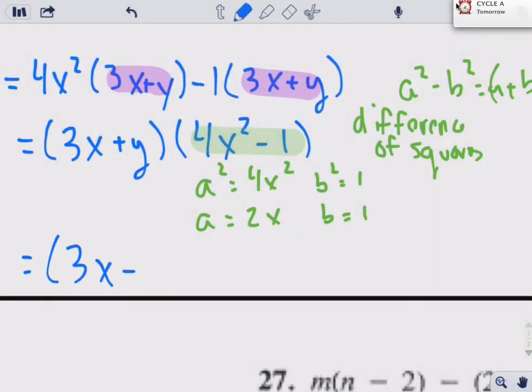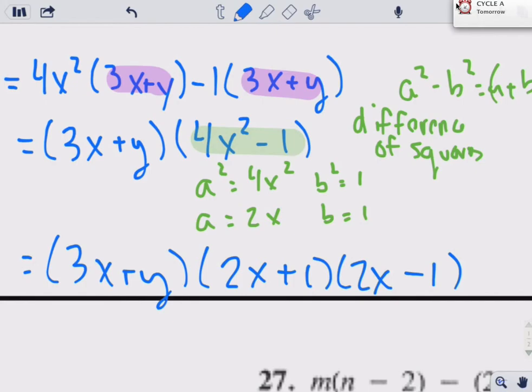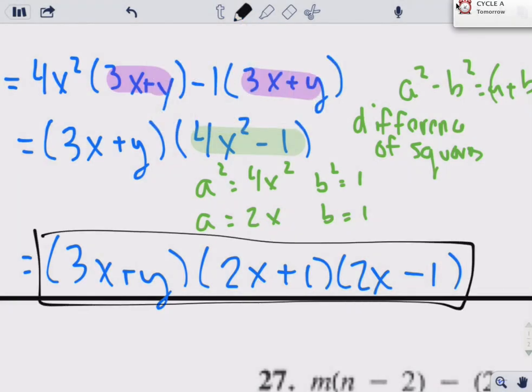I get 3x plus y, 2x plus 1, 2x minus 1. And that is our final answer. All right, so that's it for Chapter 5, Section 6. That's factoring by grouping.